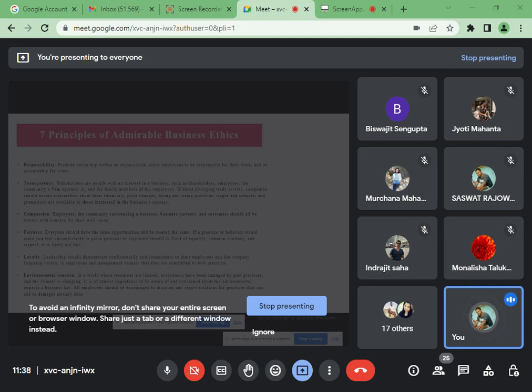Everyone should have the same opportunity and be treated the same. If a practice or behavior makes you feel uncomfortable or places personal or corporate benefit in front of equality or loyalty, leadership should demonstrate confidentiality and commitment to their employees and the company. Environmental concern. In a world where resources are limited, ecosystems have been damaged by past practices and the climate is changing, it is of the utmost importance to be aware of this.